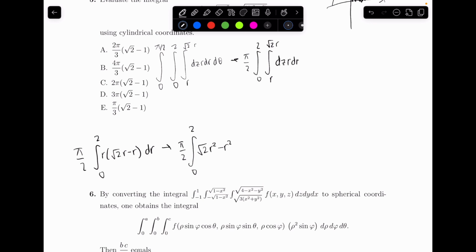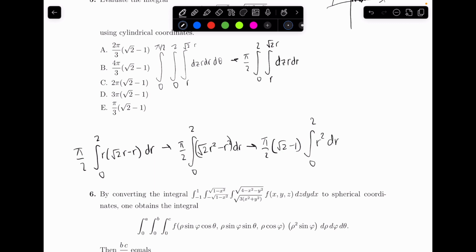We could actually factor r squared out, and I think I will do that. I think that will make things a little bit easier. I'm going to keep the dr here, just like that. So we are at pi over 2 times r squared factored out. We're going to get square root 2 minus 1, and we're still integrating 0 to 2 of r squared dr.